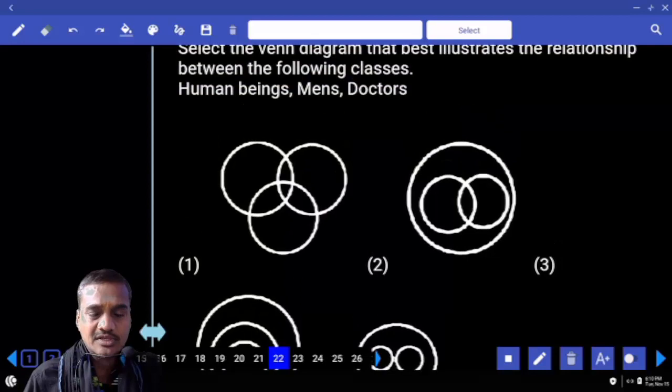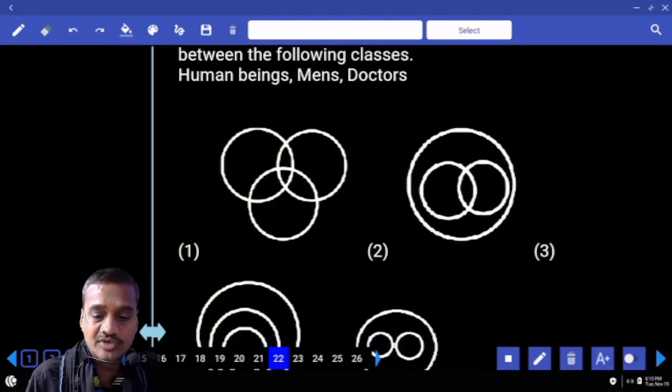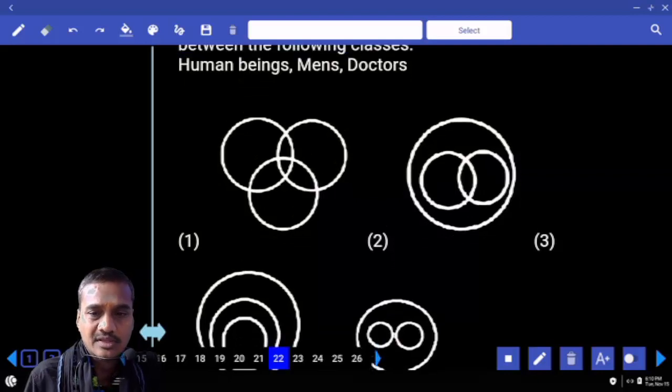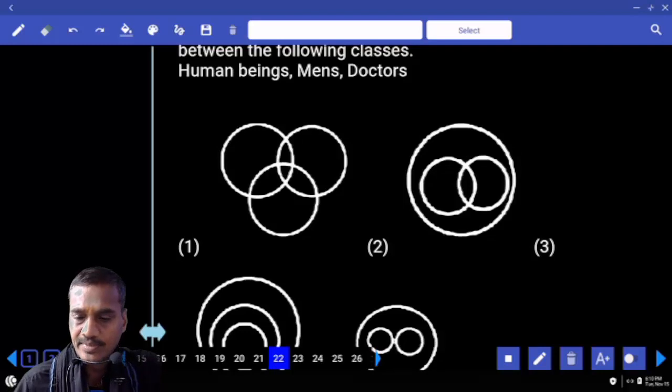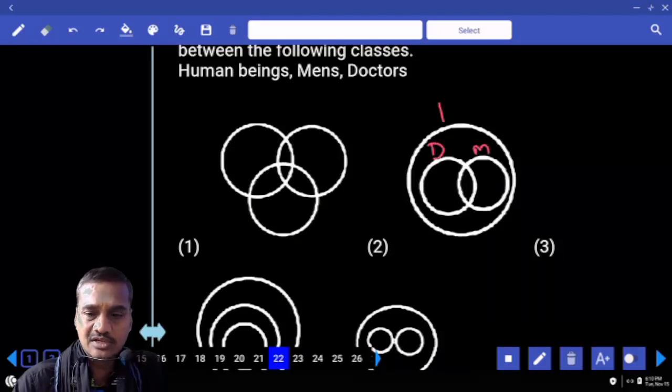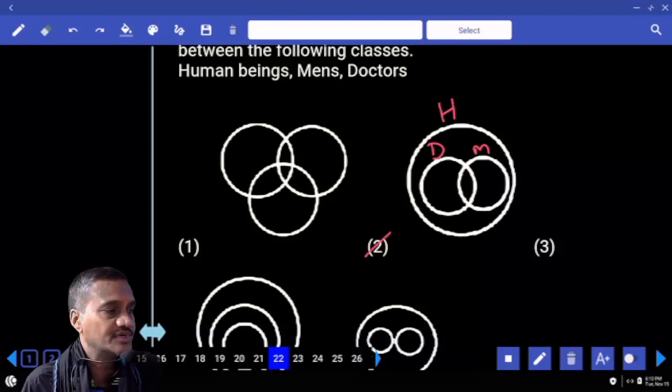Then coming to 22, human beings, men and doctor. Men as well as doctor, both these two are what? Human beings. And again some men are doctors or they are not. Hence some of the men are doctors. Both men as well as doctors are a part of human beings. Hence what is your answer? Choice 2, question number 22.